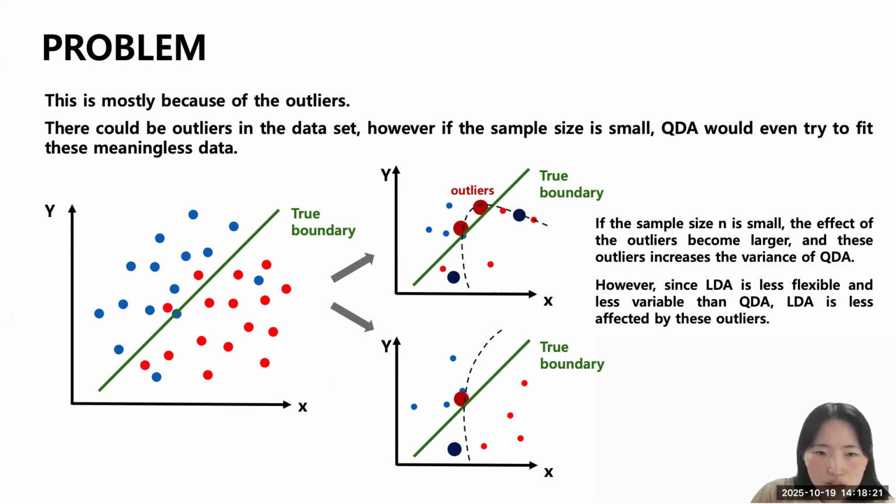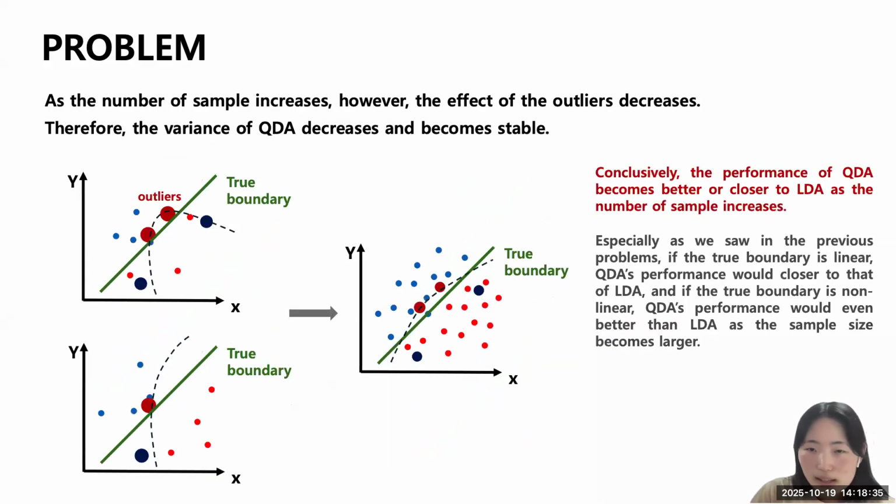You can see the shape of the boundary differs largely when the training set differs. LDA, on the other hand, is less flexible, so it's less sensitive to such outliers. As the sample size increases, however, the effect of outliers decreases. The variance of QDA becomes smaller and more stable. Consequently, QDA's performance improves and gradually becomes comparable to or even better than LDA, especially when the boundary is nonlinear.